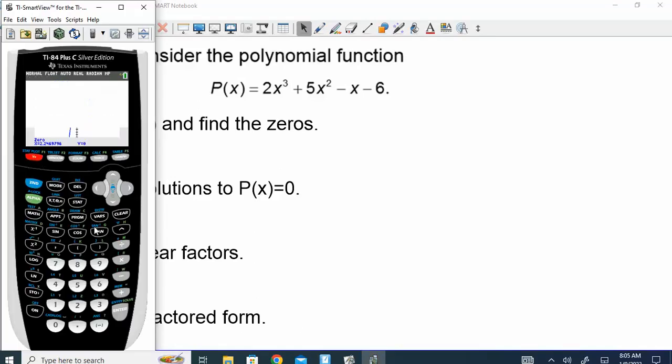So we go to our y equals, and we want to graph 2x cubed plus 5x squared minus x minus 6.